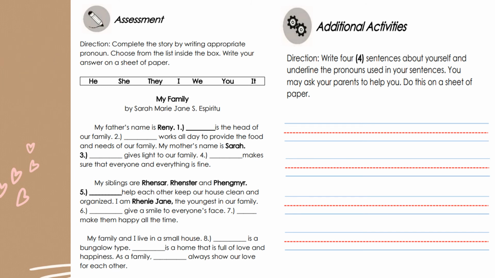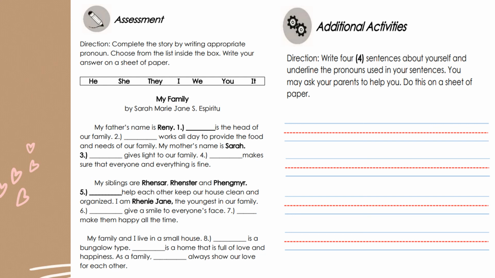I am Rennie Jane, the youngest in our family. Number 6, blank give a smile to everyone's face. Number 7, blank make them happy all the time. My family and I live in a small house. Number 8, blank is a bungalow type. Blank is a home that is full of love and happiness. As a family, blank always show our love for each other.